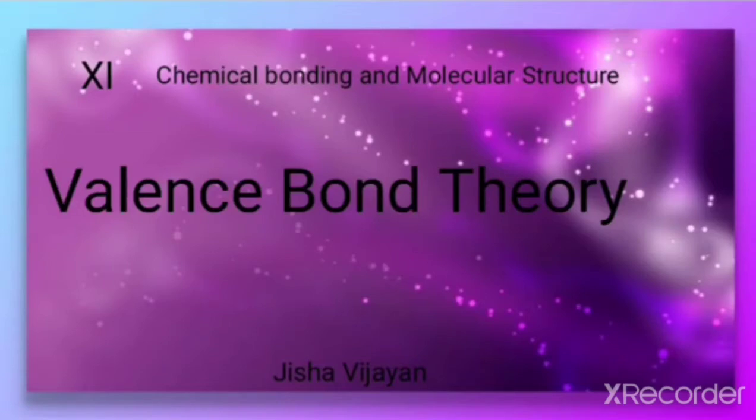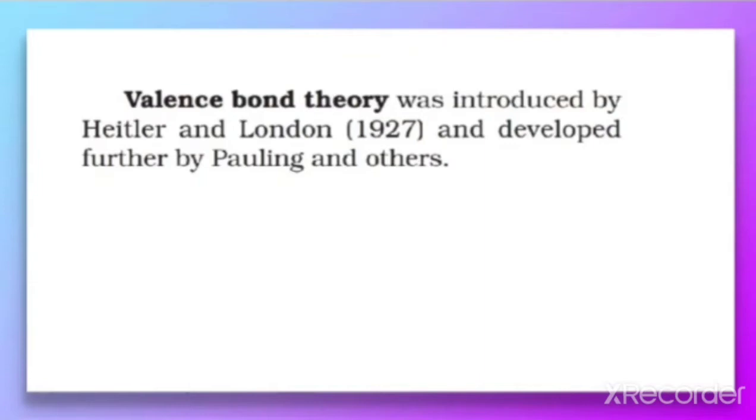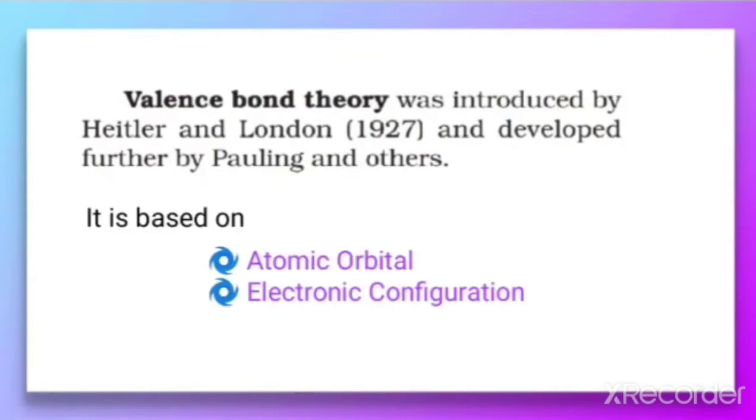In this video, we are going to discuss valence bond theory. In short, I am saying VBT. Valence bond theory was introduced by Heitler and London in 1927, and it was developed further by Pauling and others. This theory is based on atomic orbitals and electronic configuration.